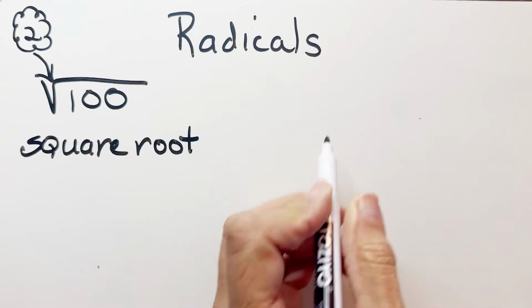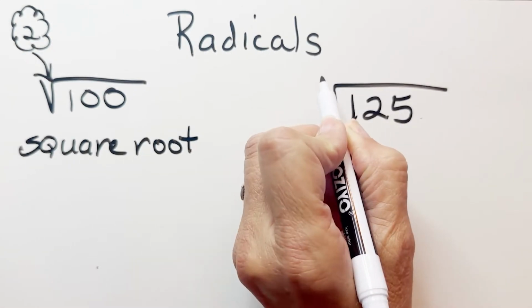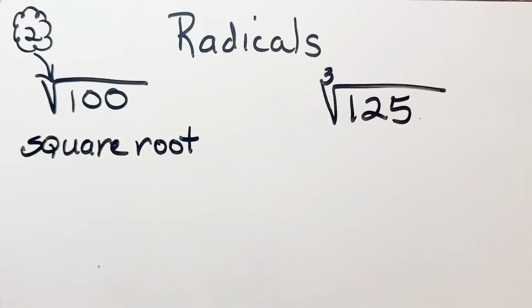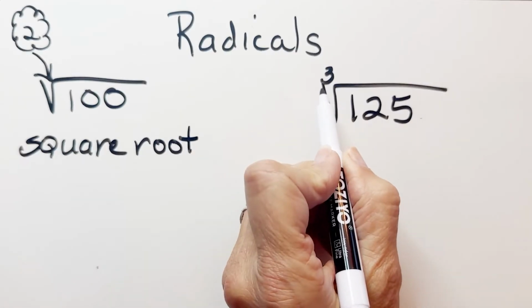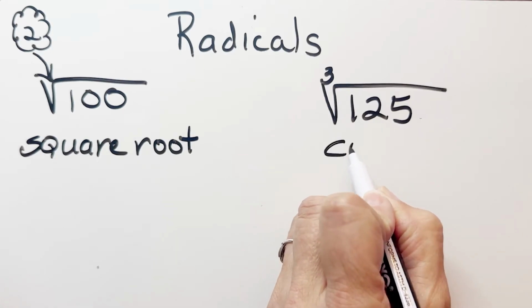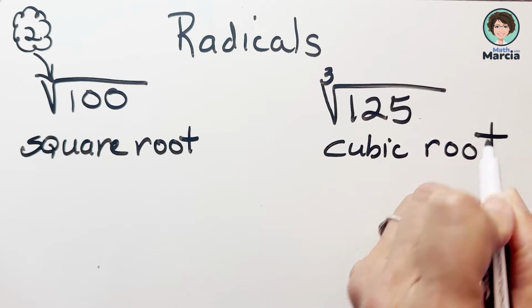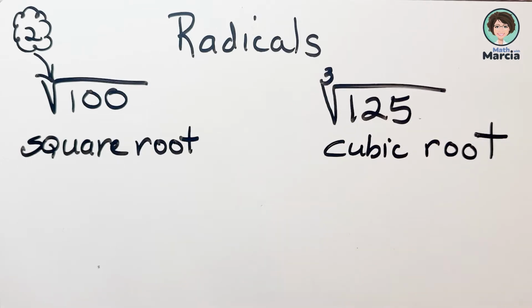And then you also have something called cubic roots. And that will always have the 3 in the index, we call that. So we would say we have the cubic root of 125. So you might be saying to yourself, well, what does that mean? What do I do with these boxes that don't quite look like division boxes?